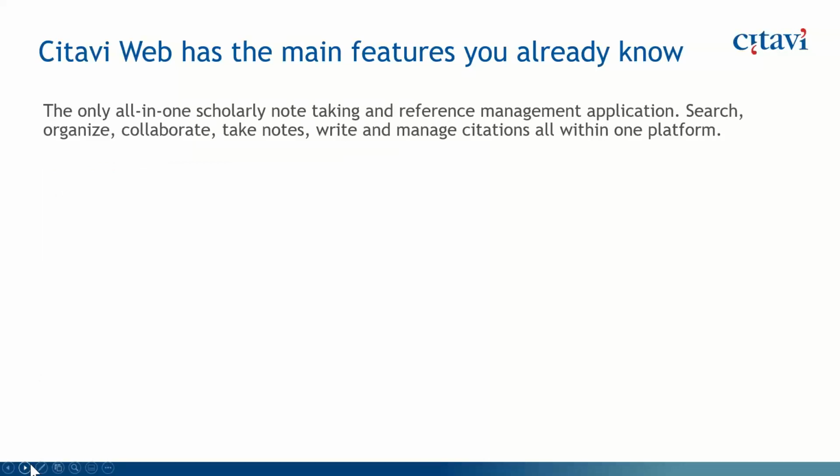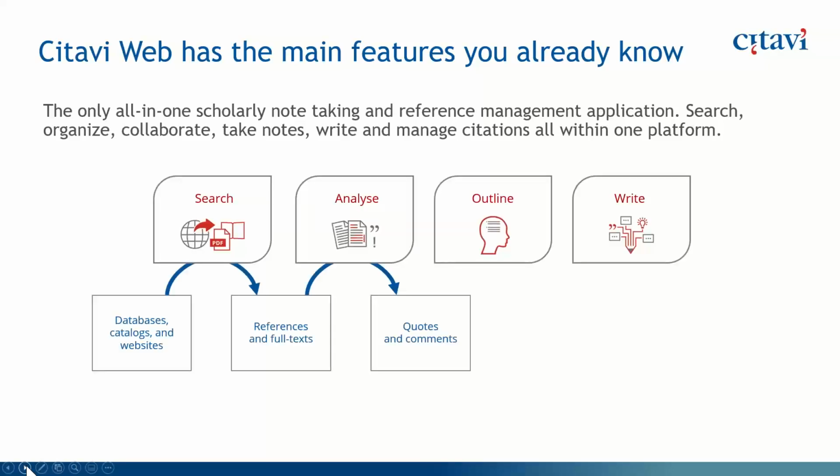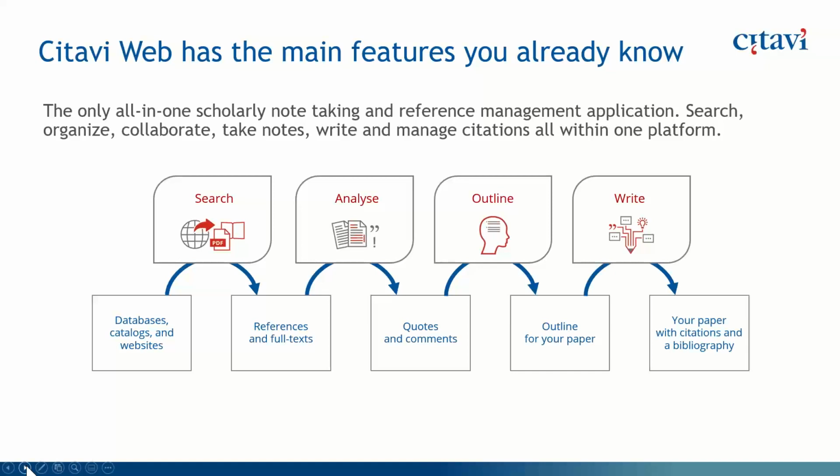And one thing to just reiterate is that we do have all of the features that you already would know and like from Citavi 6 for Windows. So you can still do all of the steps of the research process in Citavi Web. You can search for sources, add them into your project. You can analyze text and extract quotations and save your own comments. You can bring all of that into an outline. And then when you go to write, you have all of your notes and your sources at hand. So it's easy to write, and you're less likely to suffer from writer's block or not knowing where to start.